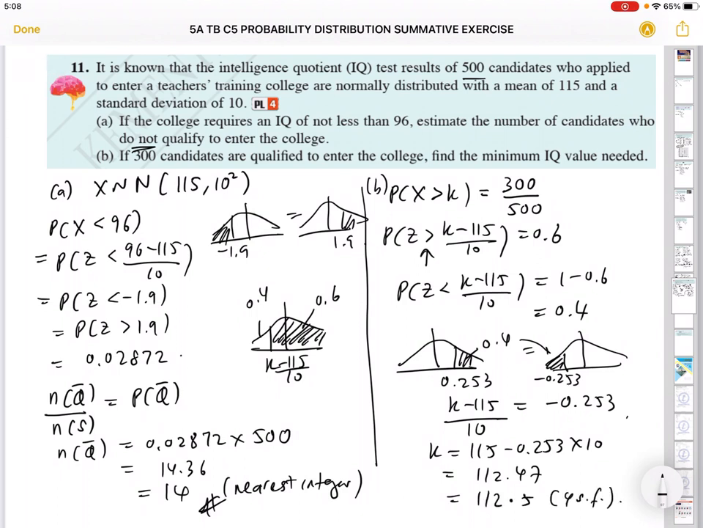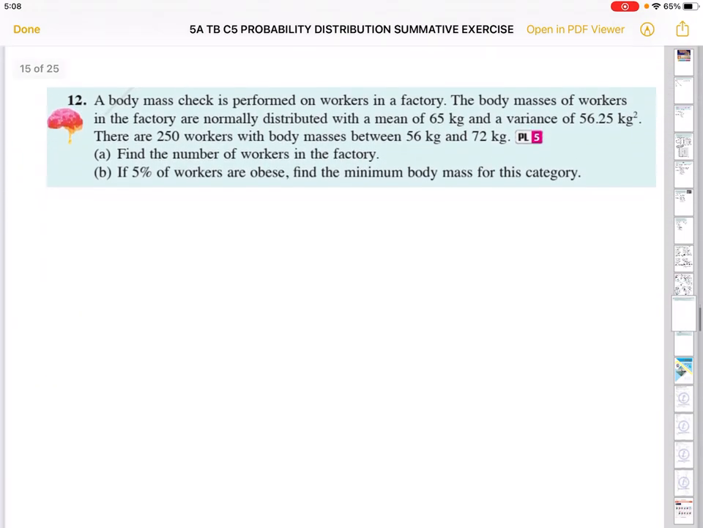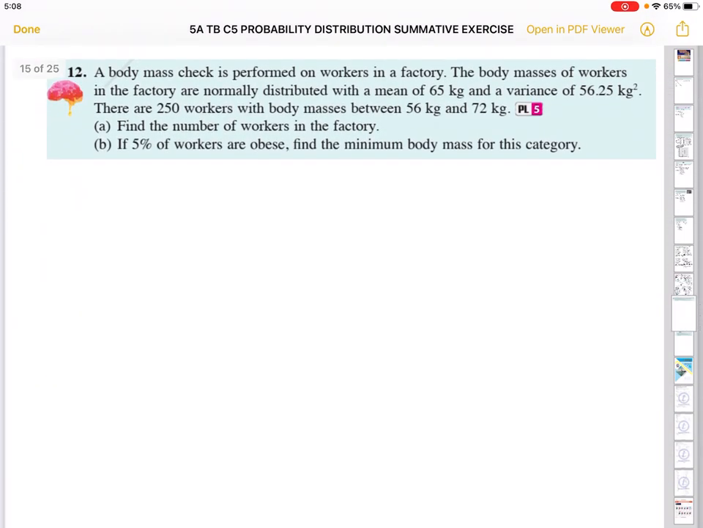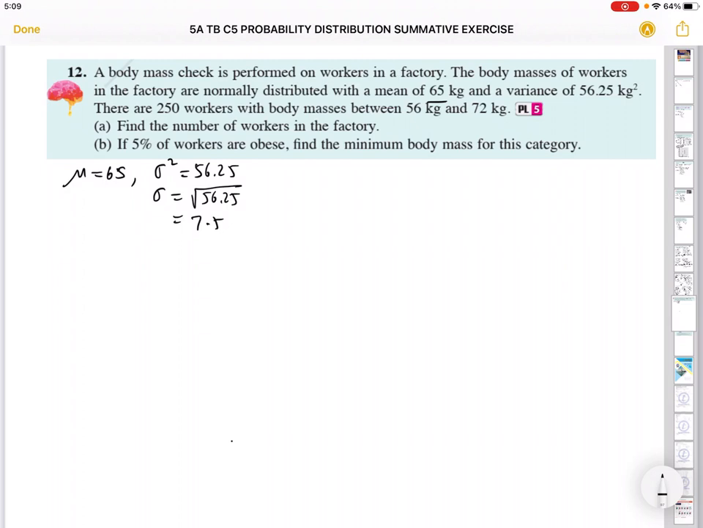Now here a body mass check is performed on workers in a factory. The body mass of the factory workers has a mean of 65. Your variance is 56.25. You need to find standard deviation from variance. So when you square root 56.25, I got 7.5. Okay, next they say there are 250 workers with body mass between 56 and 72. So we write 56, 72.